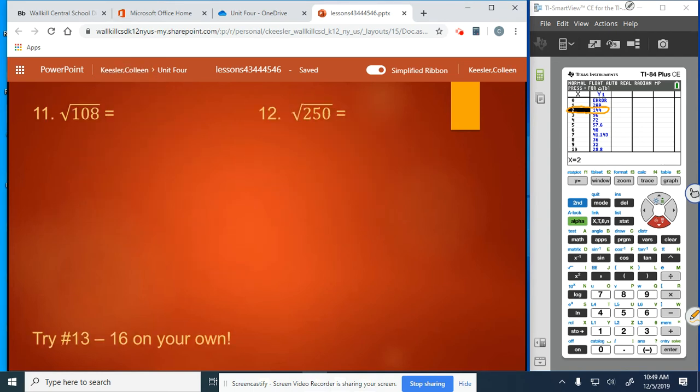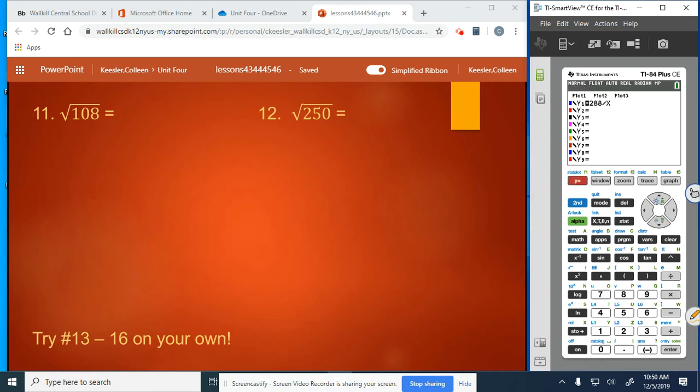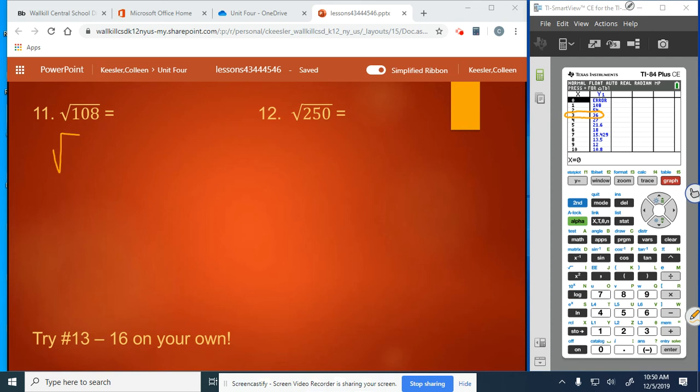So for number 11, we pull up our table again, change it to 108, and we get 1 and 108, neither are perfect squares. 2 and 54, neither are perfect squares. 3 and 36, 36 is my perfect square, so we're going to use that value there. So we have square root 36 times 3. 36 is a perfect square. Square root of 36 is 6, so it's equivalent to 6 radical 3.